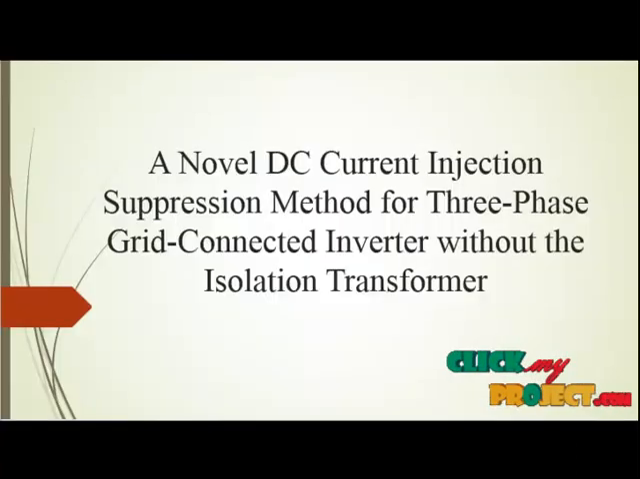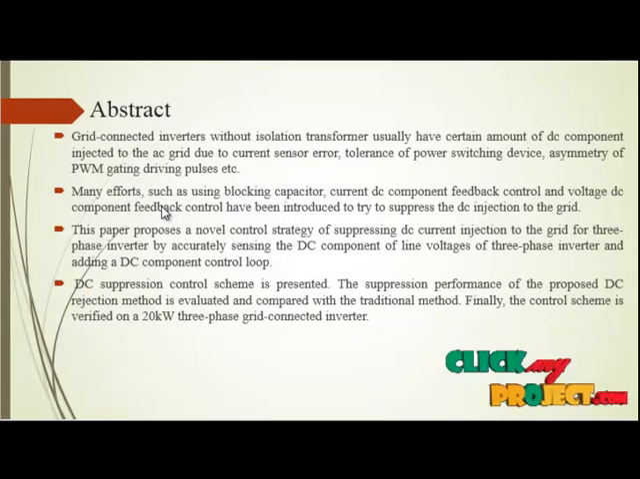Now we are going to discuss the product, a novel DC current injection suppression method for a three-phase grid connected inverter without isolation transformer. Now we are going to discuss the abstract of our product.